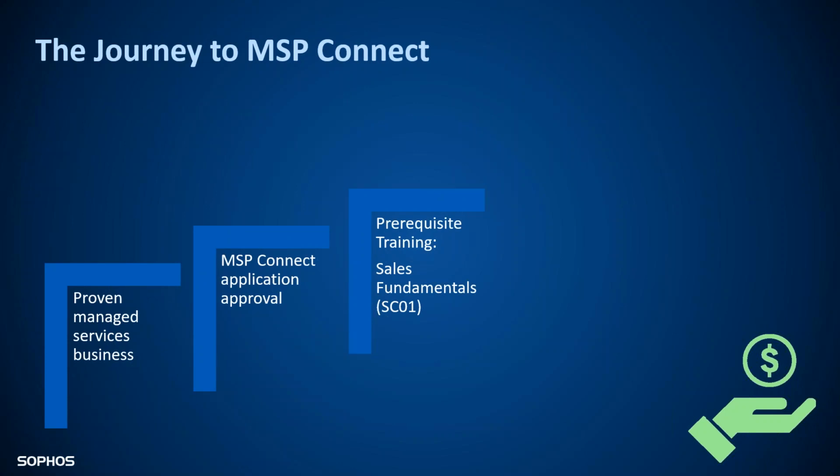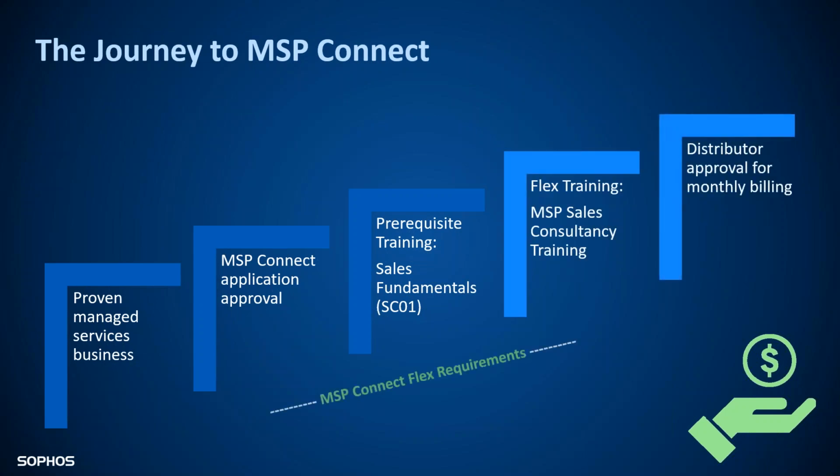There's going to be 2 training tracks. The first one is the sales fundamentals. It just goes through a lot of the products in more detail, that are in that wheel that I covered. Then you're going to complete the MSP sales consultancy training. Basically, go through the program here, which is what we're doing here today. You should be able to cruise through both of these extremely quickly with the knowledge that you have from today's webinar. And then lastly, you're going to get distributor approval for the monthly billing.